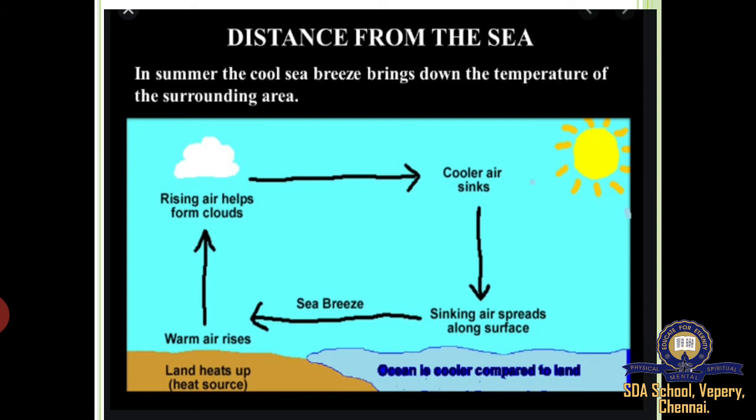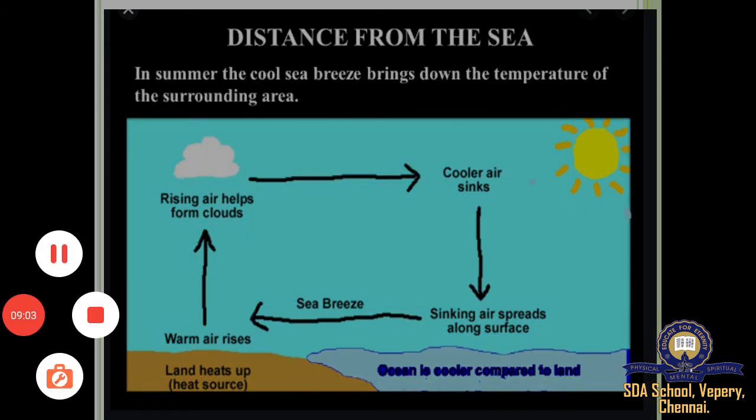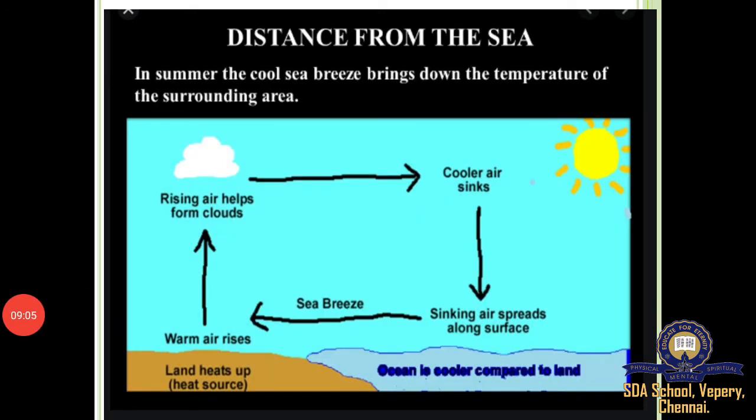Did you know, students, the climate on the earth has not always been as it is today. Millions of years ago, there were periods when ice covered large parts of the earth. These periods are called ice ages.